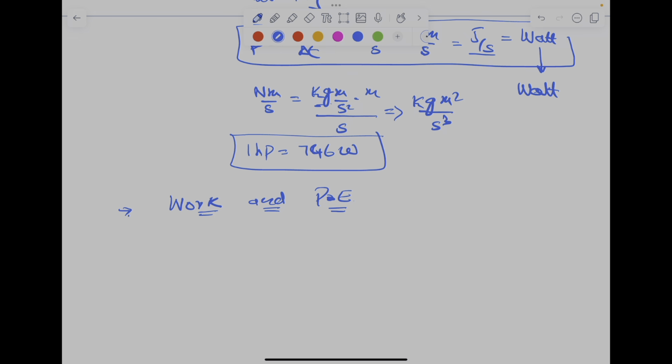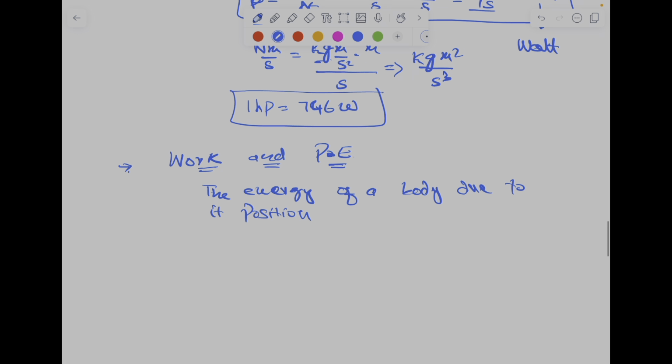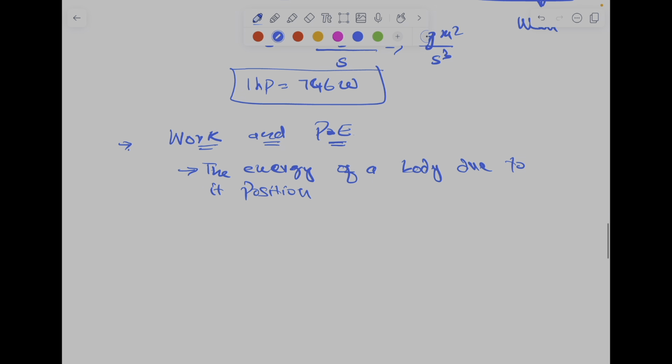Okay, so in the previous chapter we discussed work and kinetic energy, and the potential energy is defined as the energy of a body due to its position. Okay, so the work done by the gravitational force on the object moving from position 1 to 2 is known as the gravitational potential energy.